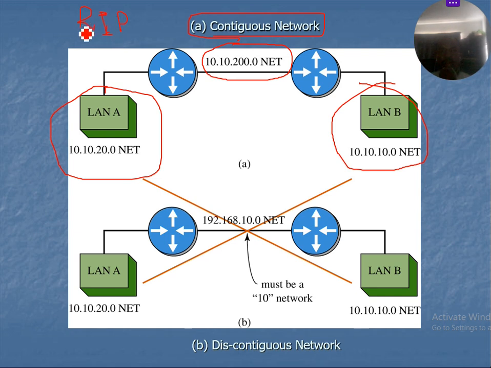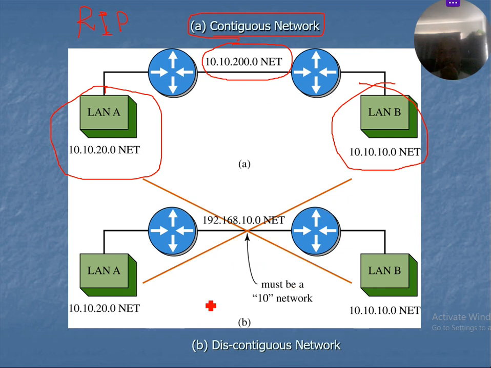In order for routing information protocol to work, both the LAN IP subnet and the link subnet between the two routers must be in the same class.